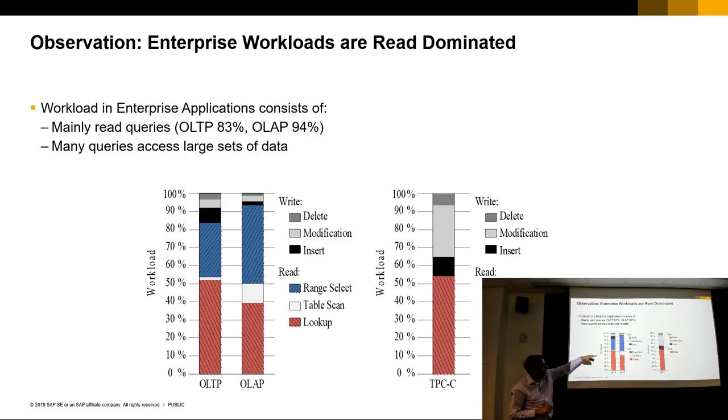As you've seen, the range selects are quite a big part of the mix. So you will see in the design that while the key lookups are important and we take care of that, we do want to pay attention to being able to do fairly efficient narrow range scans, okay?